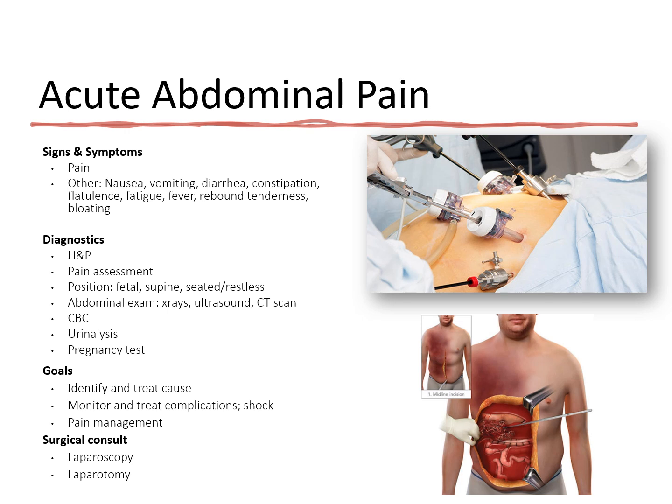So diagnostic-wise, we want to get a good H&P to find out some clues of what happened. We're going to do a pain assessment. We're going to pay attention to what position makes them feel better. We can do an abdominal X-ray, ultrasound, CT scan to further look inside the abdominal cavity. We're going to do labs, possible urine analysis and pregnancy test if it's a woman to make sure she's not having an ectopic pregnancy. So our goal here is to find out what's wrong with it, to monitor and prevent further complications, which can ultimately end up in shock and death. Pain management. A lot of these times, these patients will need surgery.